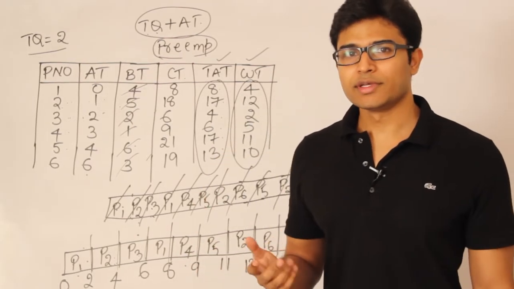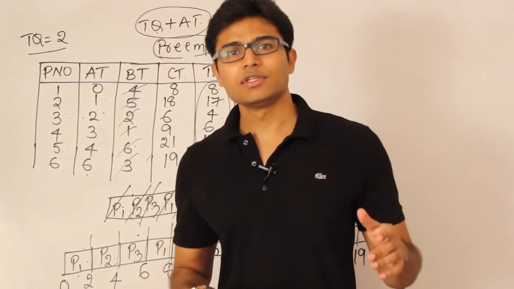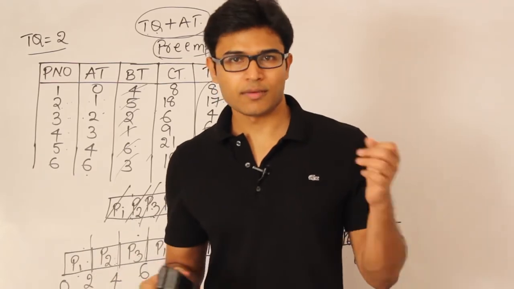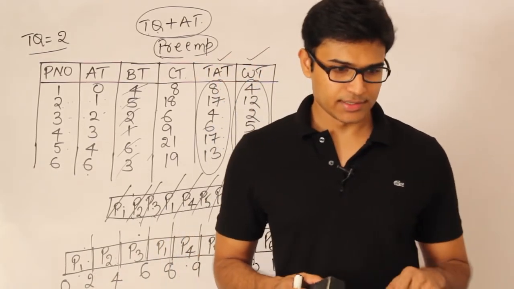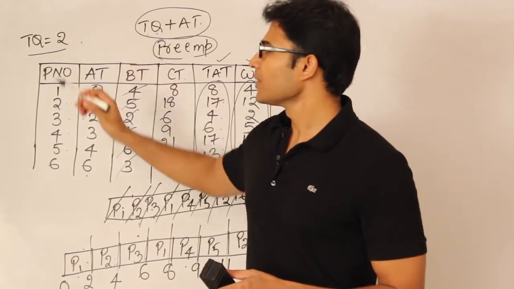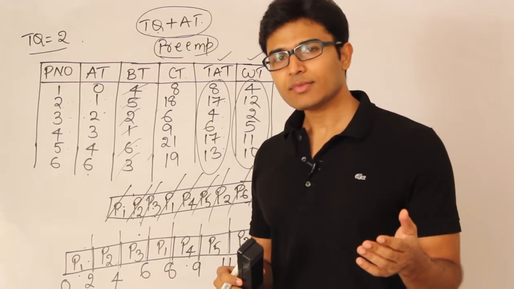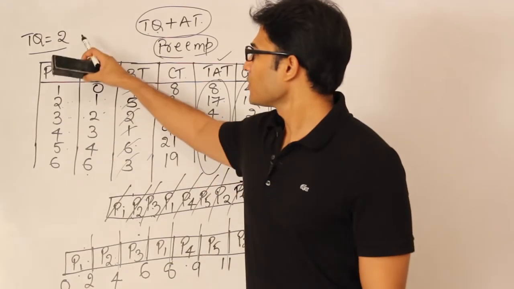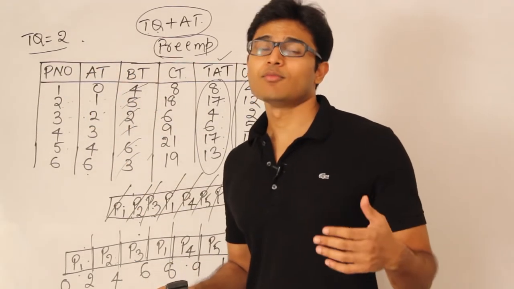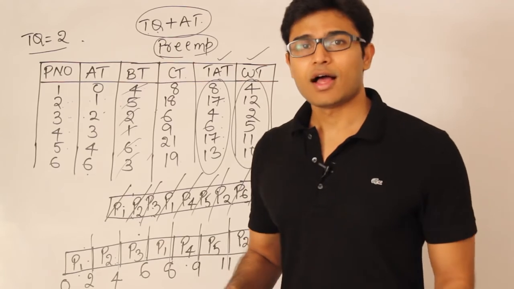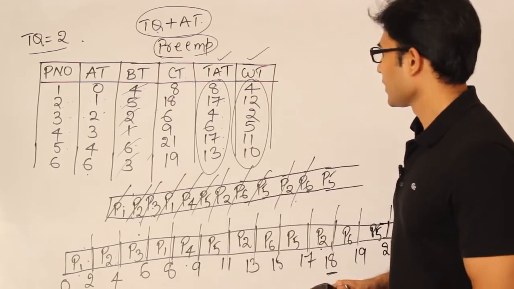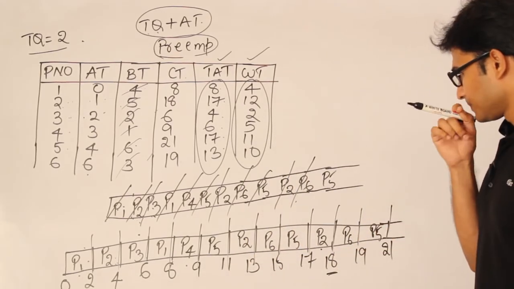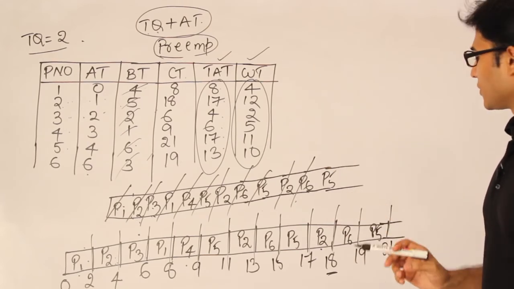So what you should do is come up with a value which is neither too big nor too small. What I mean to say is, instead of this time quantum 2, if I increase it, I'll have fewer context switches. Or instead of this time quantum 2, if I decrease it, I'll have more context switches. I'll show you what it is. Okay, fine. Now we shall see with time quantum equal to 4.